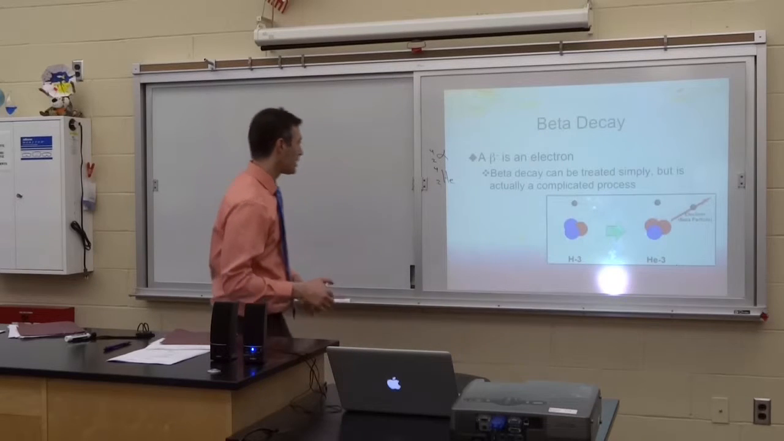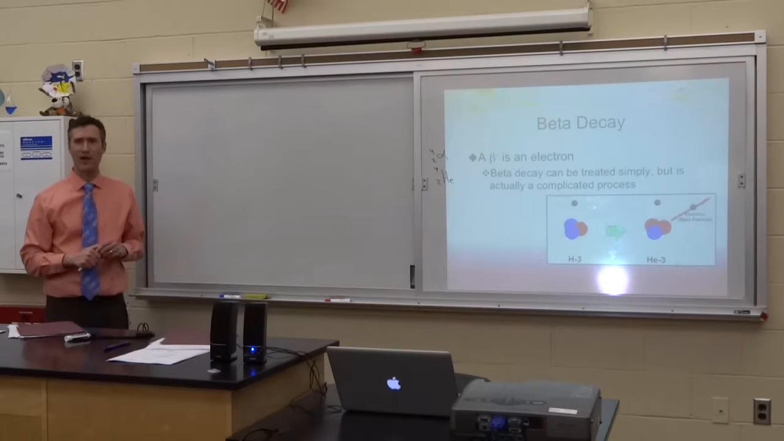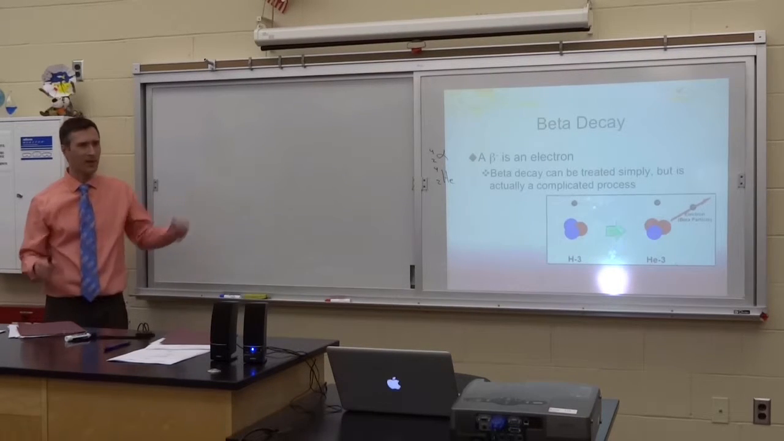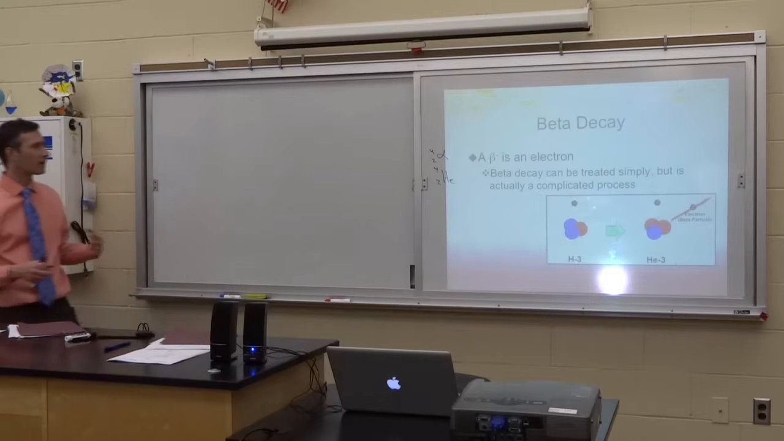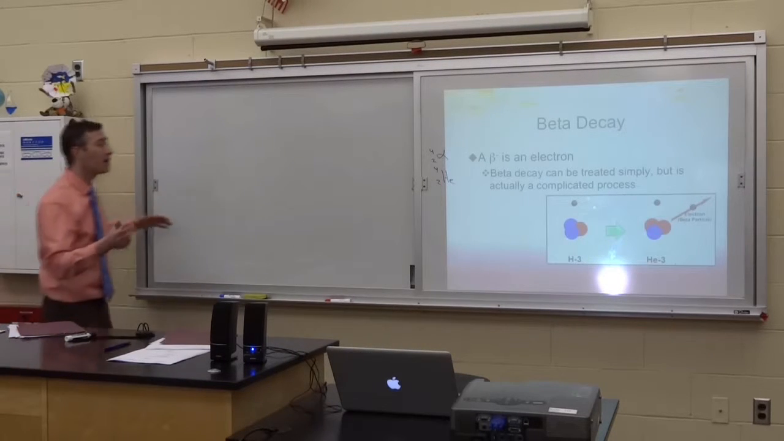All right, so our next type of decay is called beta decay. And why is it called that? They're just all named after the first 3 letters in the Greek alphabet, right? Alpha is the first letter, beta is the second letter, gamma is the third letter. There's no good reason that it's called beta decay.